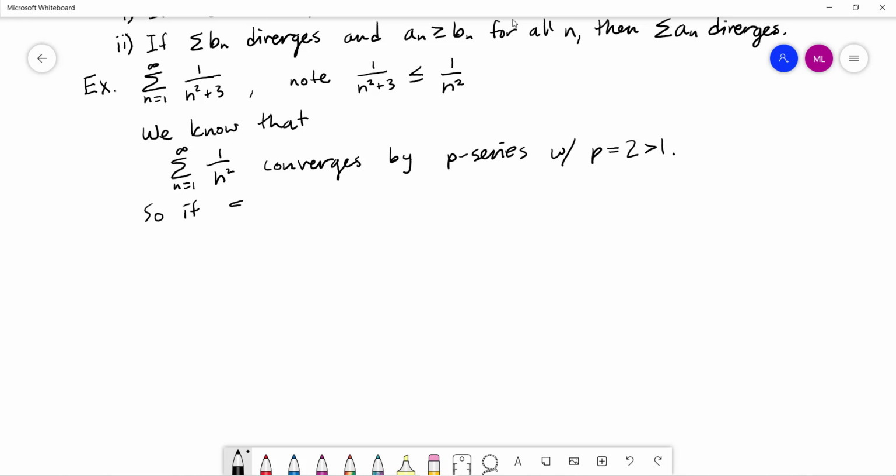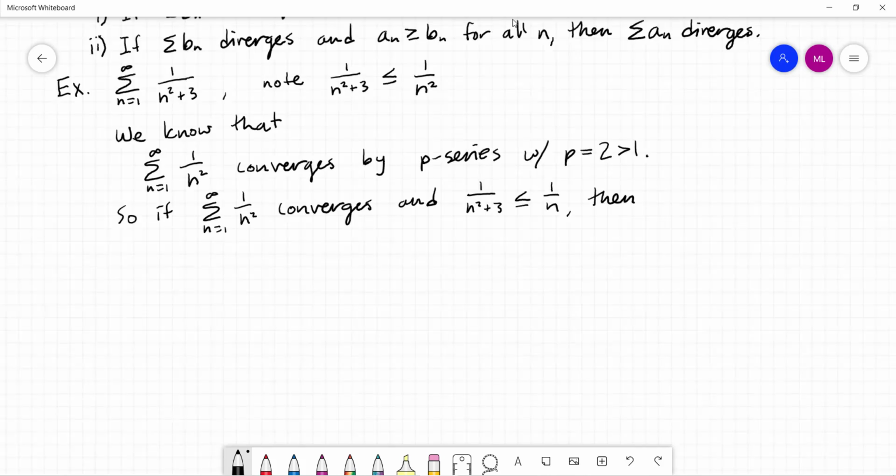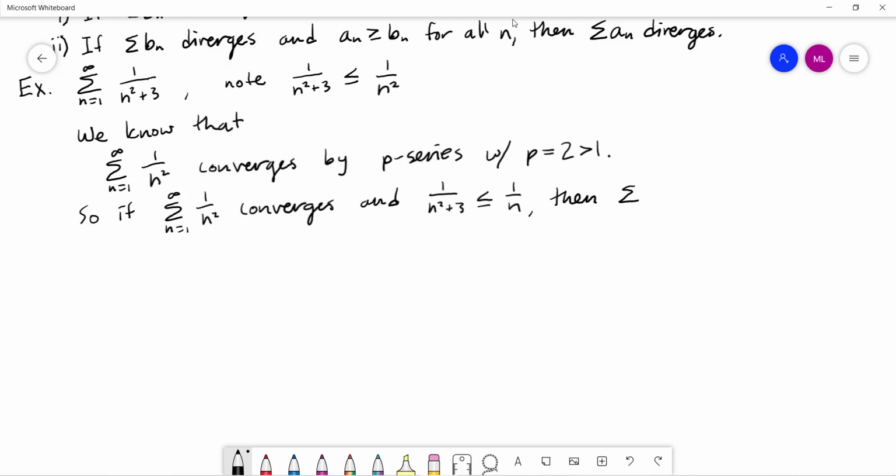So if the sum from n equals 1 to infinity of 1 over n squared converges, and 1 over n squared plus 3 is always less than or equal to 1 over n squared, then by the direct comparison test, the sum from n equals 1 to infinity of 1 over n squared plus 3 will also converge. And it converges again by the direct comparison test.